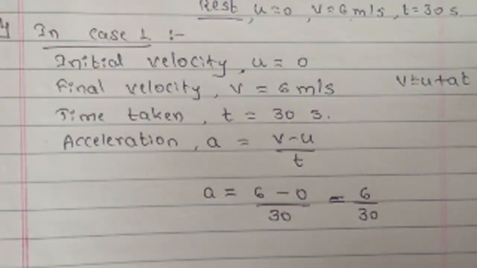What is the acceleration? So 6 divided by 30 is present. Just cancel the term and comment me the answer.